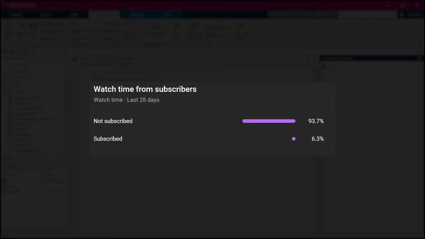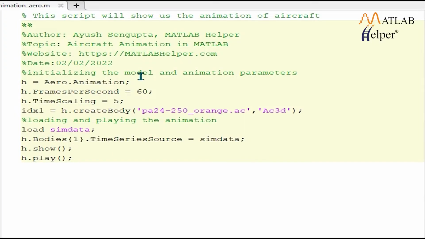Please support us. Let us get to the MATLAB code for running the animation. Here, we have initialized the animation with the fundamentals. We have taken the frames per second to be 60 for a smoother animation and the time scaling to be 5. As this is a part of the aerospace toolbox, we already have the model for our aircraft which is already stored here. We have located the aircraft model and the commands h.show and h.play are used for showing and playing the animation respectively.